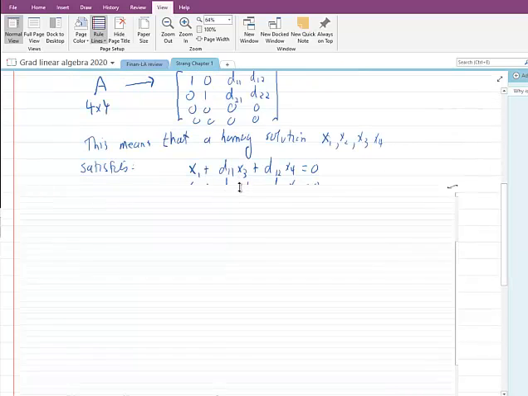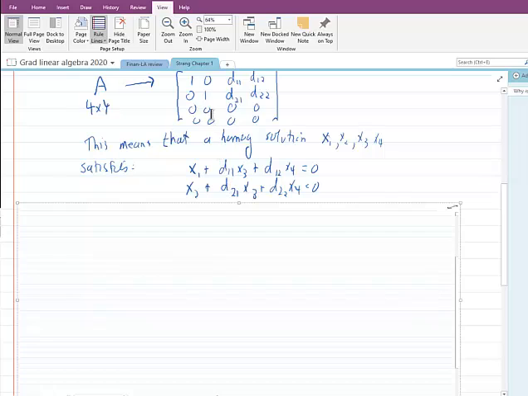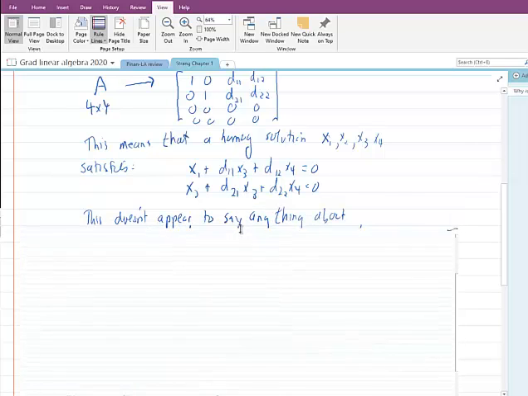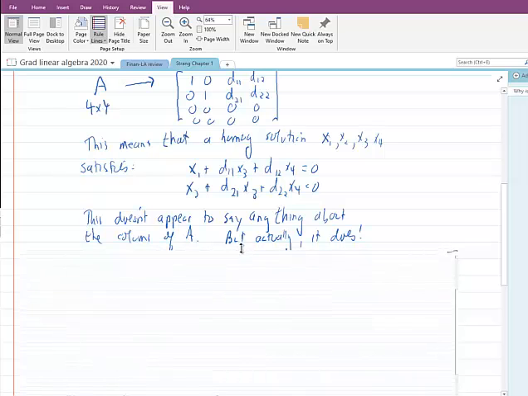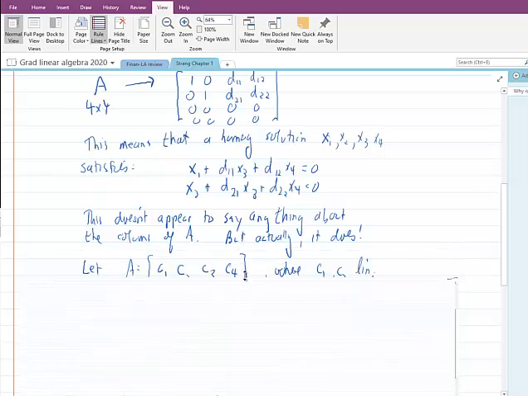And those 2 equations are, from the first row here, if my 4 variables are x1, x2, x3, x4, I get x1 plus 0 plus d11 x3 plus d12 x4 equals 0. The second equation is similar. Now this x1, x2, x3, x4 can be thought of as coefficients in a matrix vector equation. This doesn't appear to say anything about the columns of A, but actually it does. Let's write A as C1, C2, C3, C4, where in this case we suppose that these 2 columns, C1 and C2, are linearly independent.